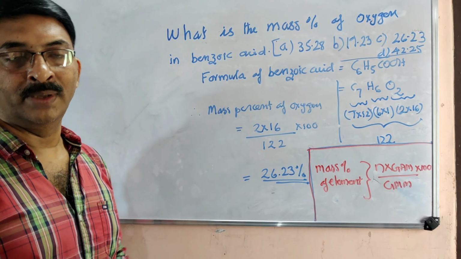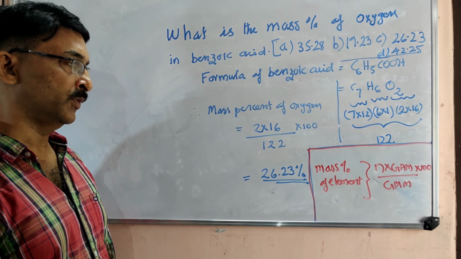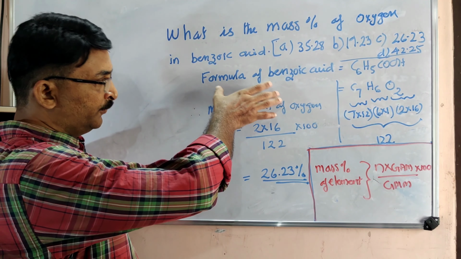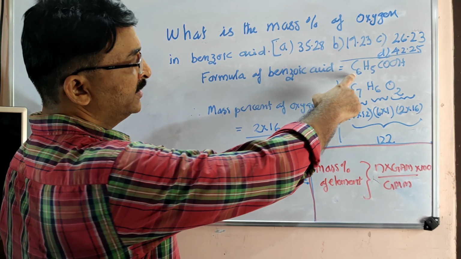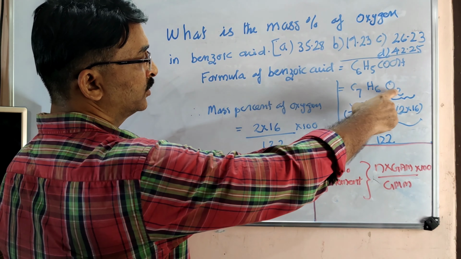This is our next problem based on law of definite proportion. What is the mass percent of oxygen in benzoic acid? You are given four options. First we write the molecular formula of benzoic acid, C6H5COOH. We represent it elemental wise, C7H6O2.